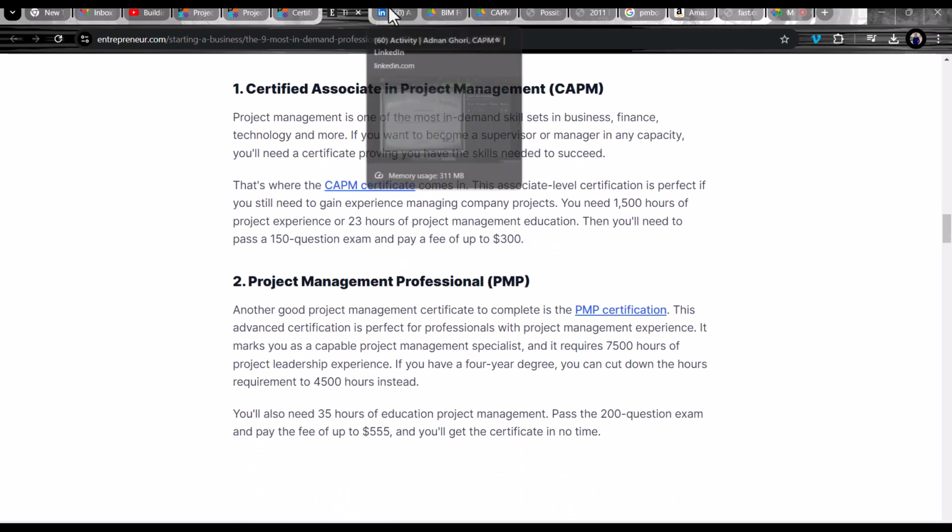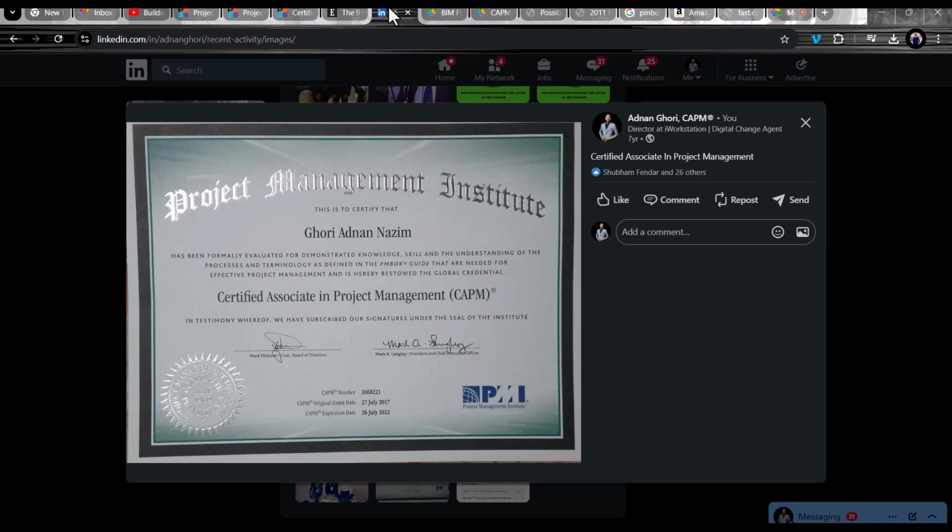I'll talk about my certificate first. Let me show you my certificate. This is how a certificate looks. You can see over here this post which I have posted on LinkedIn.